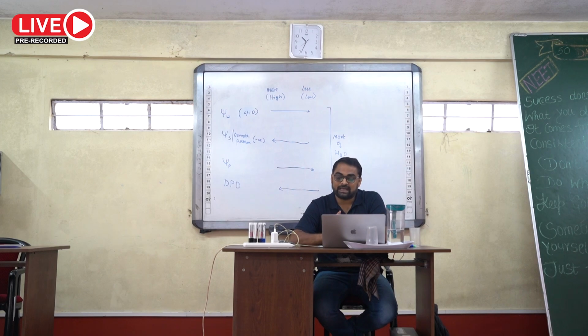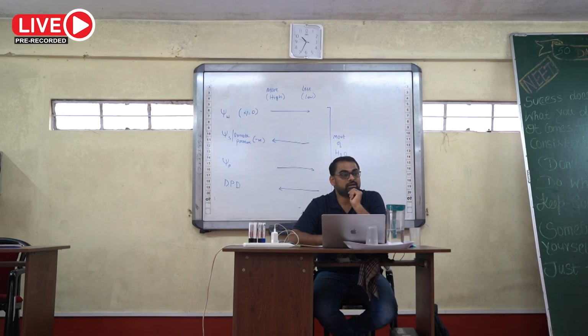A phylogenetic system of classification depends on what? What is phylogenetic classification? Classification based on evolutionary relationships, phylogeny, based on evolutionary relationships.